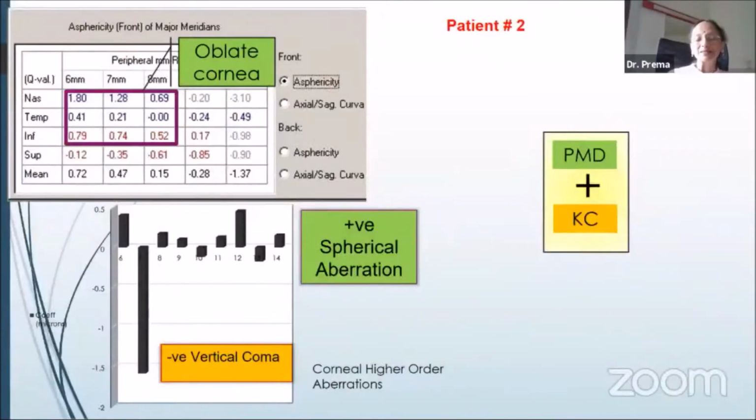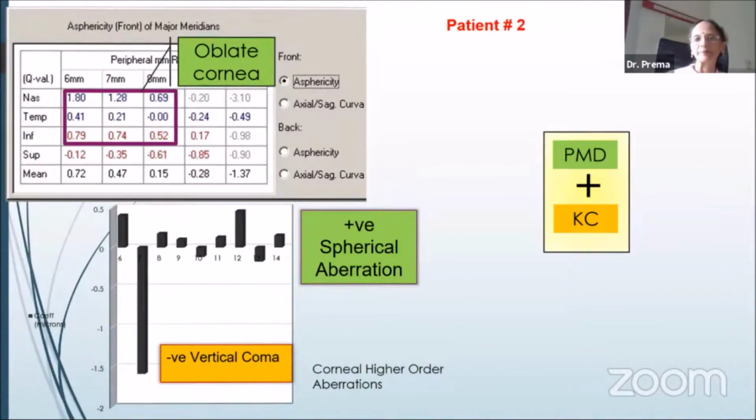Now, in this particular case, the aberrations that the Pentacam offers are also very useful. Notice that the cornea, if you recall, was an oblate cornea, and an oblate cornea typically is associated with a positive spherical aberration. The negative vertical coma is a characteristic of keratoconus. So even from the aberration profile, you see a combination of PMD and keratoconus.